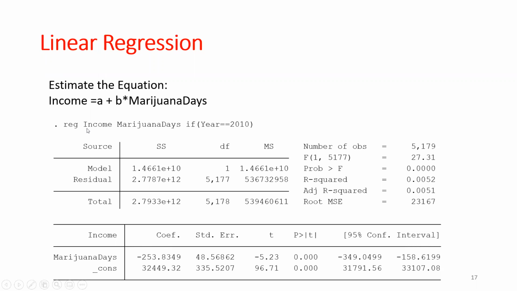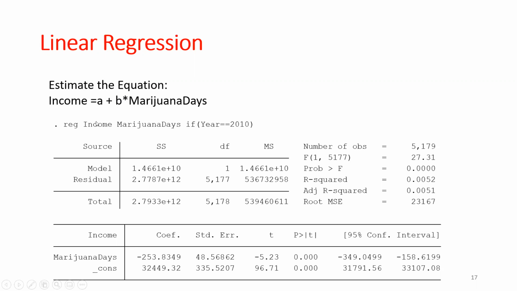The equation I'm trying to estimate is: I want to predict someone's income solely based off the number of days they use marijuana every month. I don't know if we'll get there today, but definitely after the break, we'll talk about how obviously way more things affect income than just this, but this is the one thing we're trying to understand the relationship between.